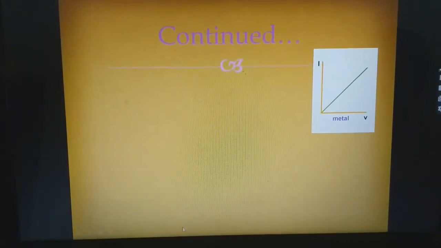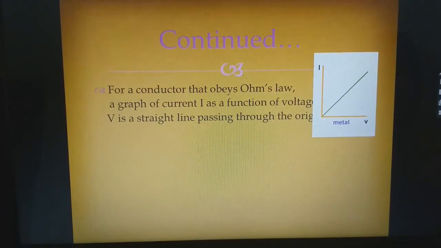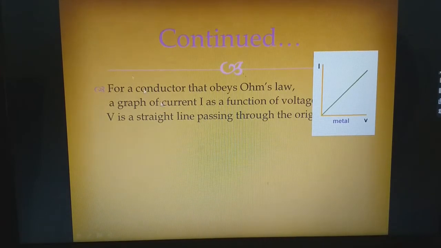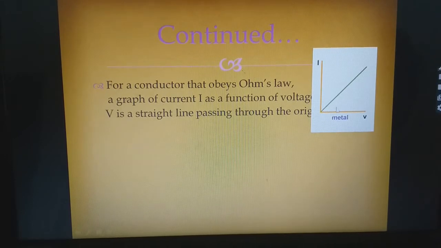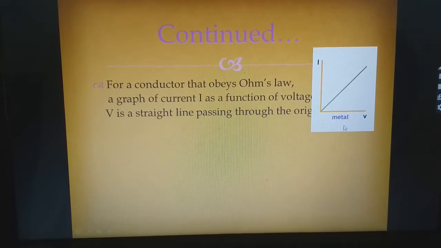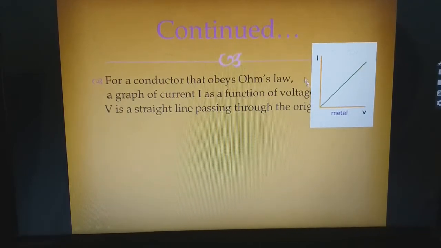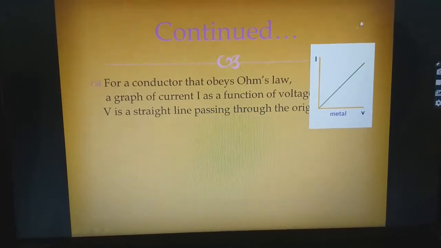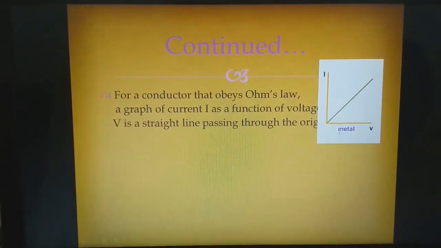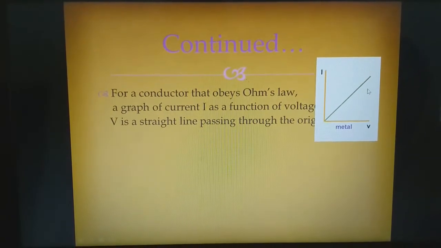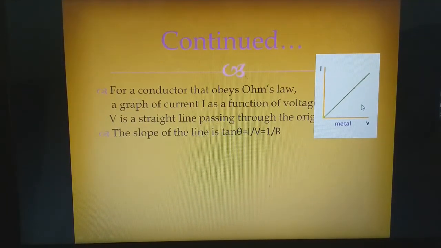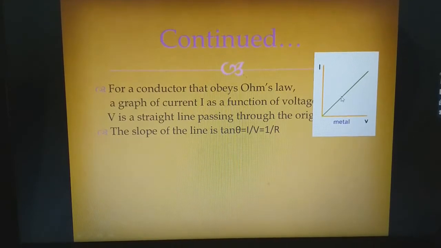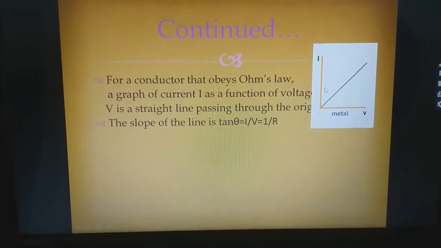Alright. For a conductor that obeys Ohm's law, a graph of I as a function of voltage V is a straight line passing through the origin. You can see here, this is a graph for a conductor that is a metal. So the IV graph is a straight line, providing the physical state of the system remains constant. And we all know the slope of the graph is giving you resistance.